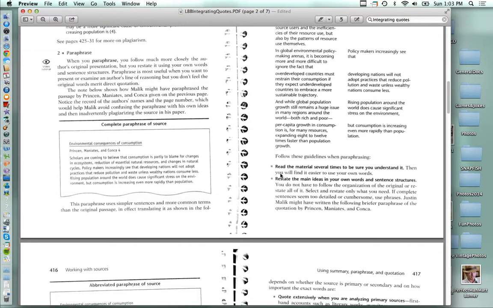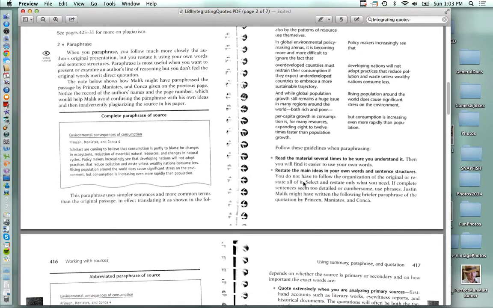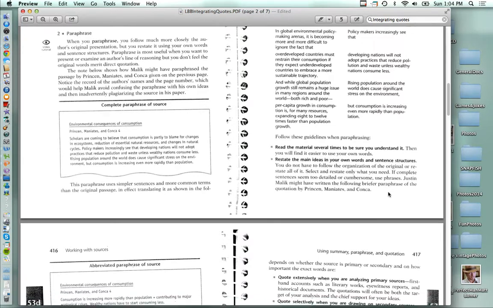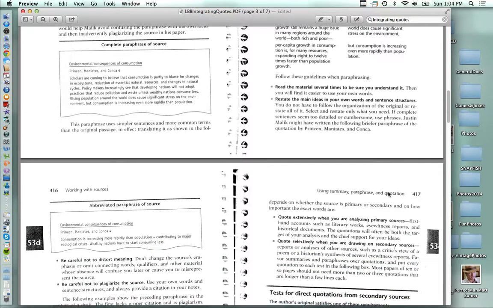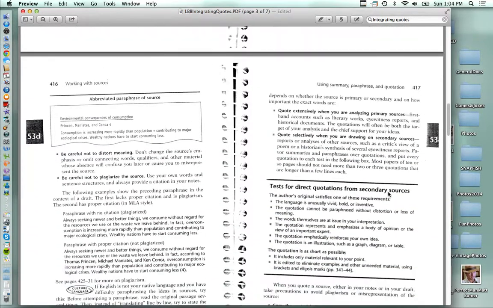Here are some more tips. Read the material several times to be sure you understand it. Restate the main ideas in your own words and sentence structures. You do not have to follow the organization of the original or restate all of it. Select and restate only what you need to prove the idea that you're making. If complete sentences seem too detailed or cumbersome, use phrases, although I don't agree with that. You need to write complete sentences at all times in your research papers.